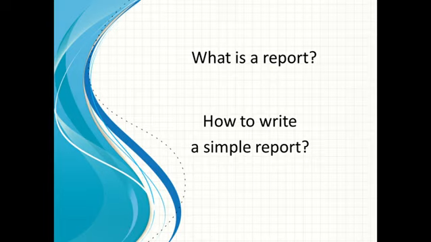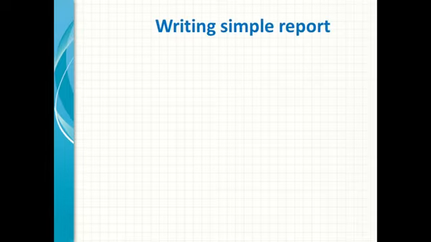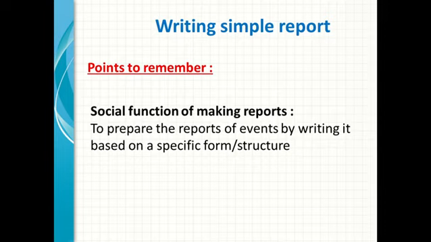Have you got the point? Okay, good. Let's continue. In writing simple report, there are some points to remember. The first one deals with the social function of making reports. It is to prepare the reports of events by writing it based on a specific form or structure. It means we have to know that specific form or structure, right? Here they are.